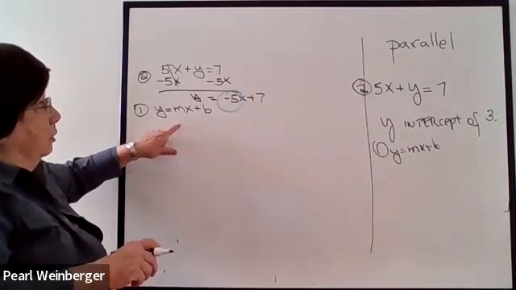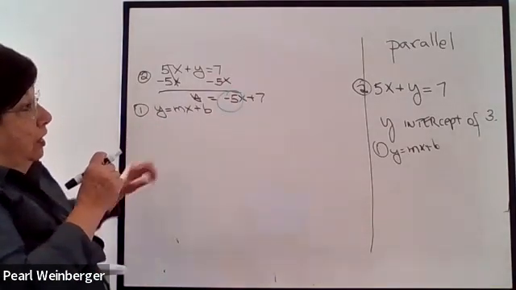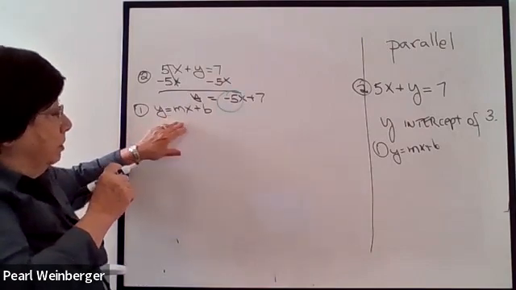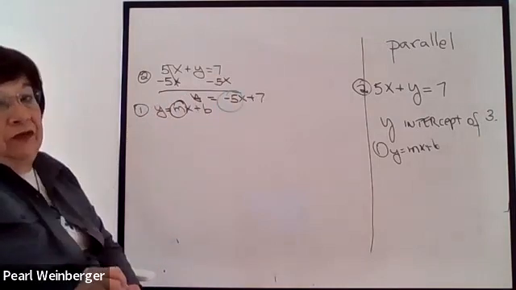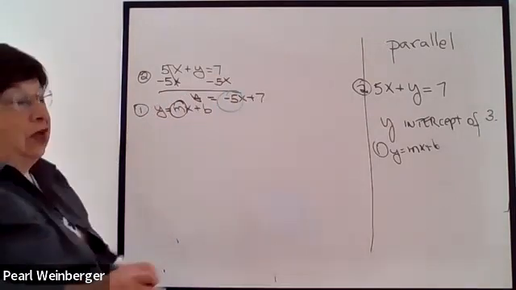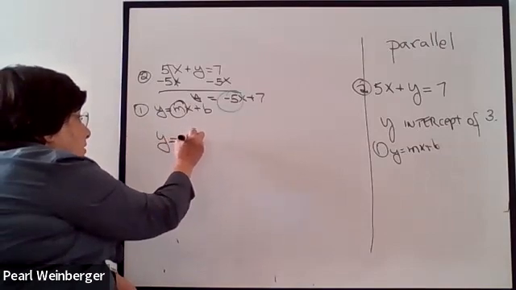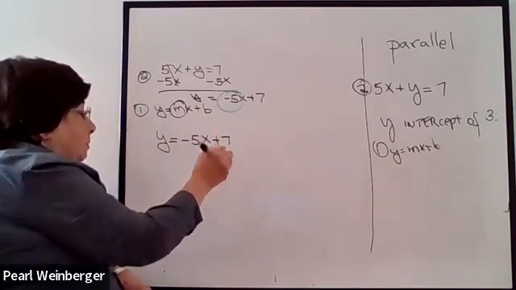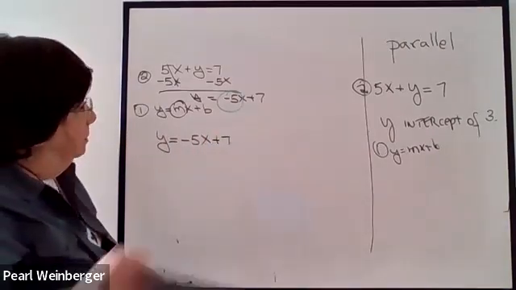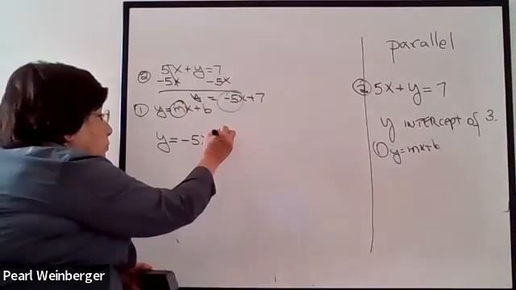But again, my new line, the line they want me to write the equation of, is going to be a parallel line. So my new line is also going to have a slope of negative 5. So my new line is going to be y equals negative 5x plus 7. Not plus 7, plus b. Plus 7 was the original one.